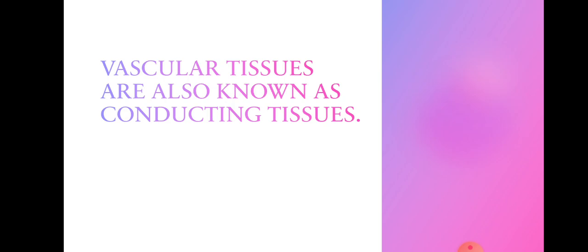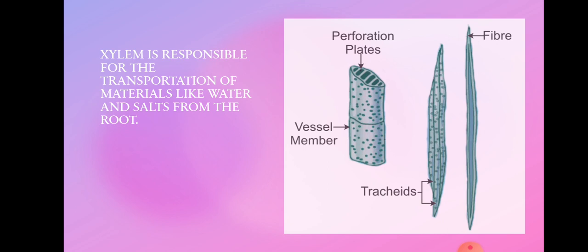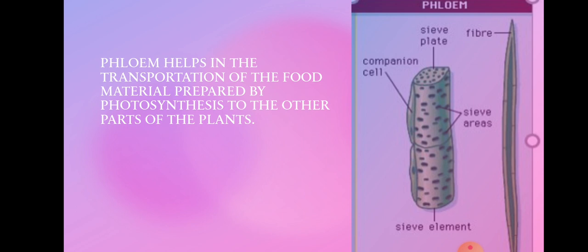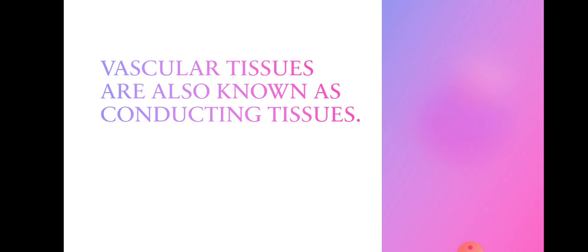Xylem is responsible for the transportation of materials like water and salt from the roots, and phloem helps in the transportation of food material prepared by photosynthesis to the other parts of the plants, children. So hence they are known as conducting tissues. So xylem and phloem together form the vascular bundle. Yes, the main function of vascular tissue is giving mechanical support to the plants.